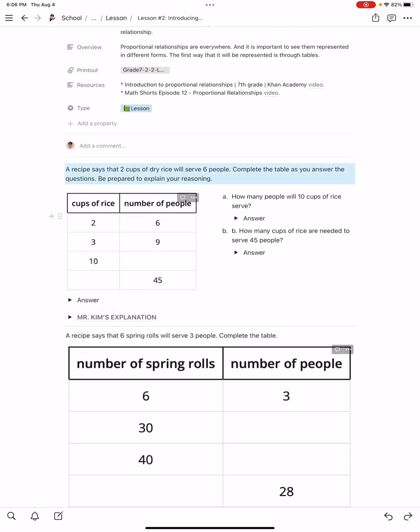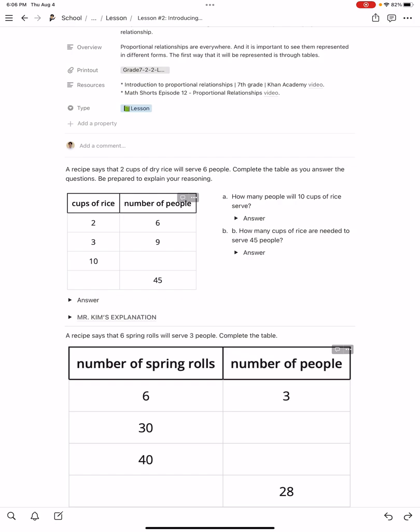But anyways, if you take a look at this problem right here, a recipe says that 2 cups of dry rice will serve 6 people. And then it says complete the table as you answer the questions. Be prepared to explain your reasoning. You don't have to write down this part, because that's just redundant and it's going to take forever for you to write. So what I'm trying to show you guys is every time you write down the problem, just write down the most relevant parts of the problem.